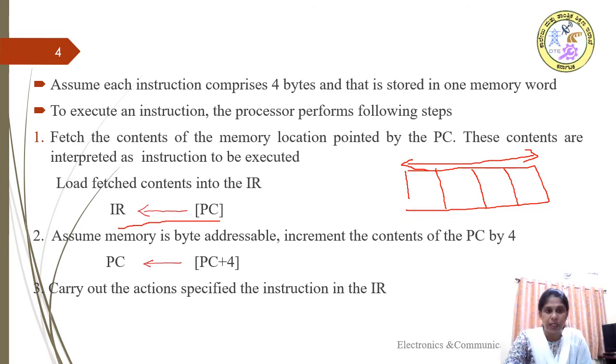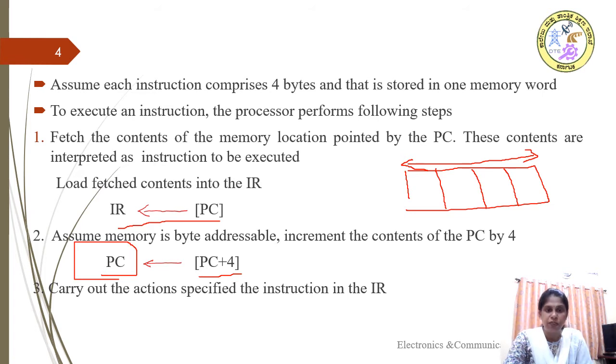As we already assumed, memory is byte addressable and each instruction comprises 4 bytes, and each memory location is able to store one particular instruction. So once the first instruction is fetched from the memory location, the PC content should point to the address of the next memory location. So we have to increment the PC by 4. Here you can observe that the PC register content is updated with the new content, which is equal to the initial value of the PC plus 4.